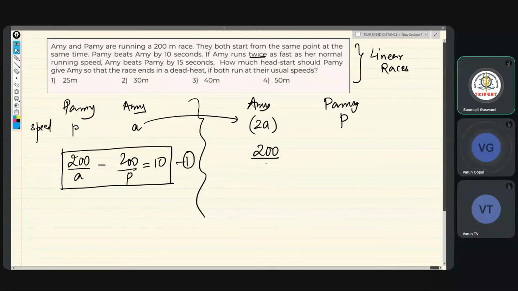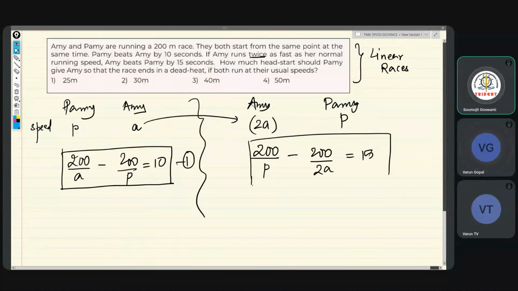Varun, you understanding it, na? Yes. Varun, don't say yes forcefully. No, okay. This is just the time thing that they have given. If I beat you by 15 seconds, this is my time, distance by speed. This is the time of Pammy, this is the time of Amy, beating by 15 seconds. This is a simple thing, Varun. Okay. So this is equation number 2.